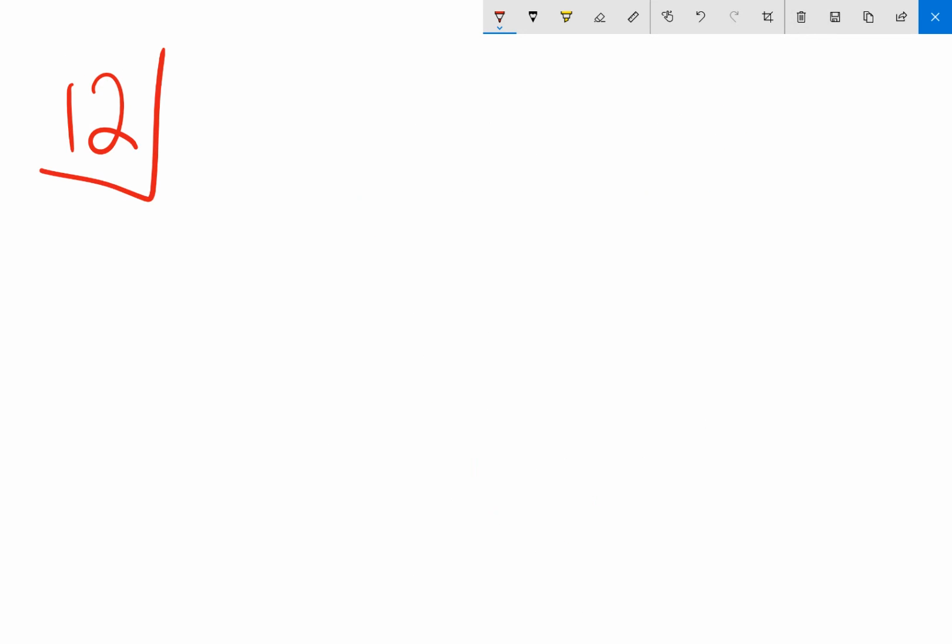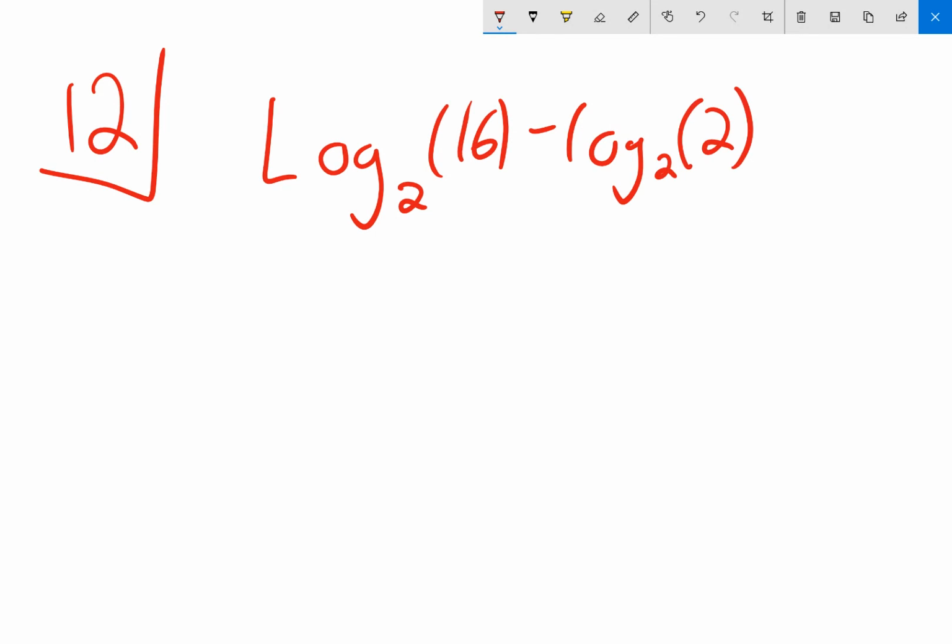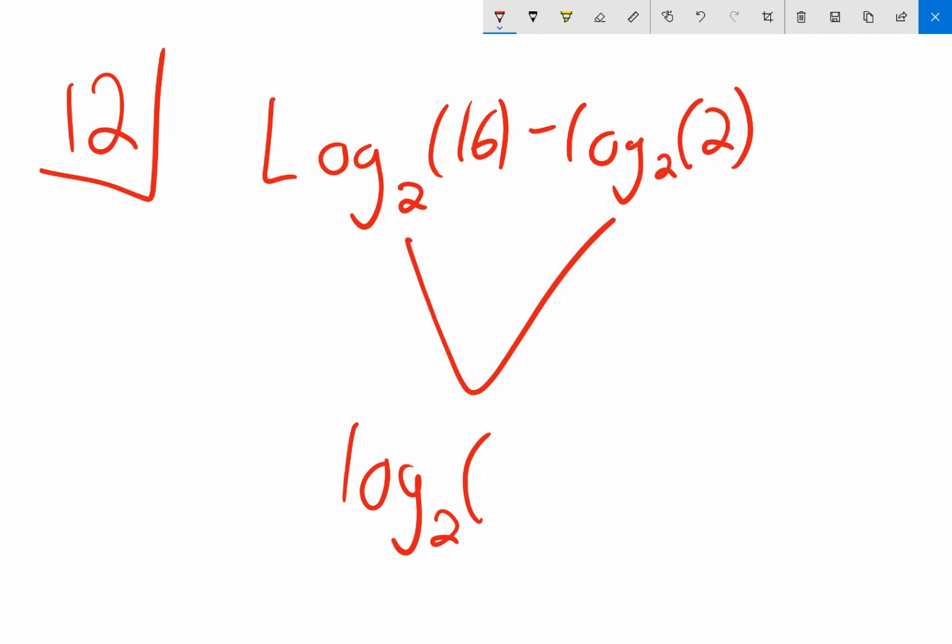Number 12, if that kind of went over your head, stay with me for number 12. We can try to do the same thing. So we have log base 2 of 16 minus log base 2 of 2. Now we're going to combine these into a single log. Since they're both logs with a base of 2, then the logarithm that I combine them into will also have a base 2. But when I'm subtracting, as I am here, I'm not going to subtract 16 minus 2. This minus sign means divide. So we're going to do 16 divided by 2. 16 divided by 2 is 8. So that's the value that's going to go in this log base 2 of 8.